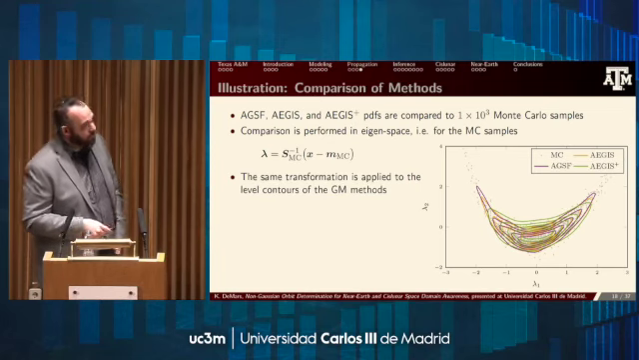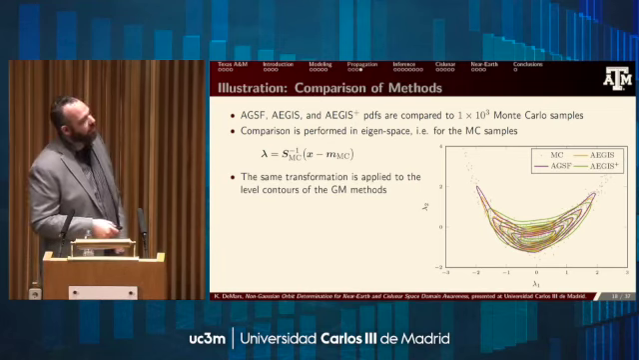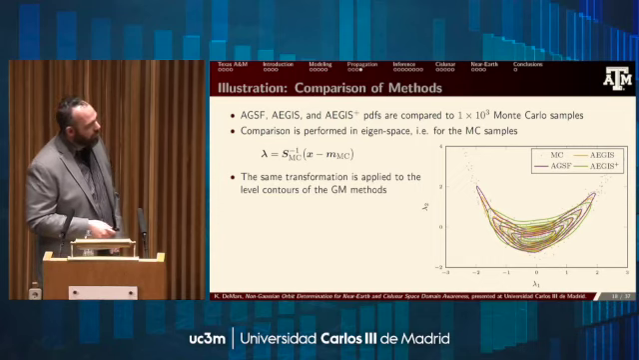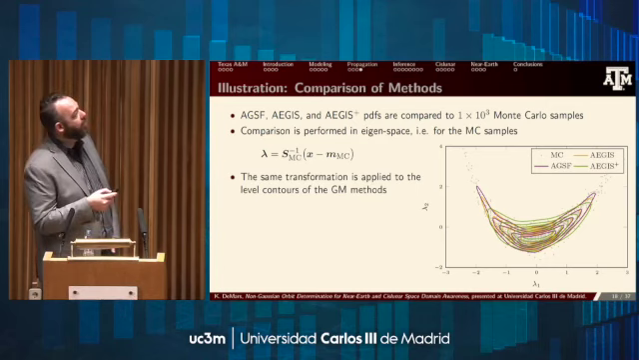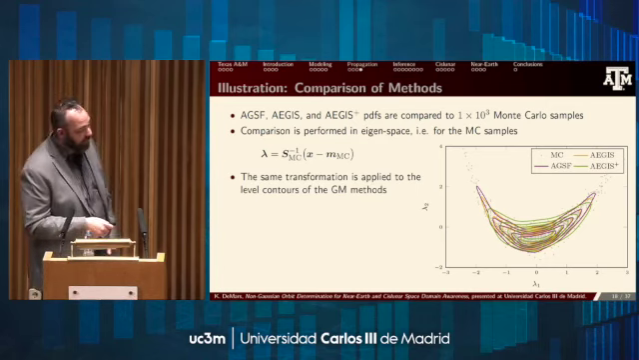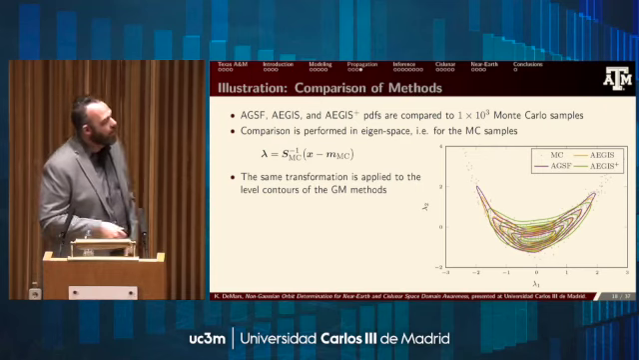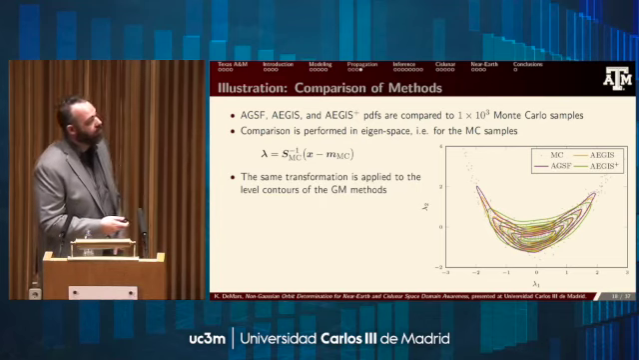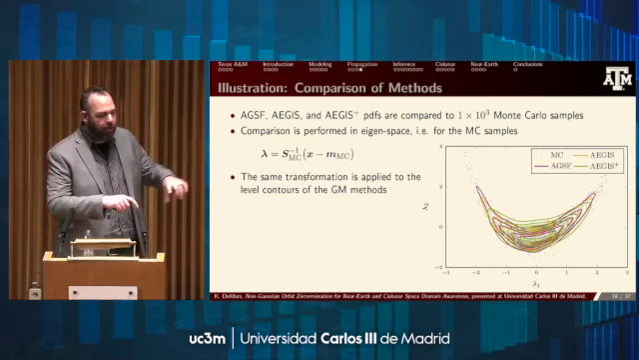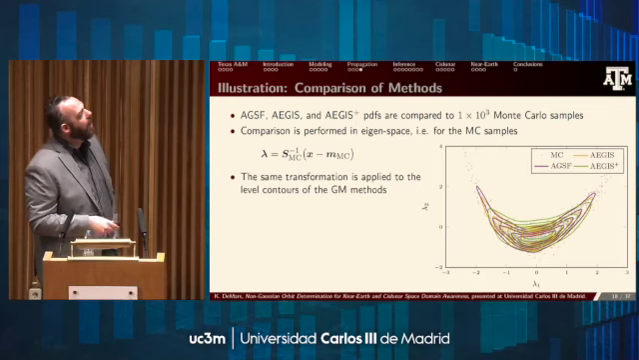This is the result in eigenspace. So we've basically transformed the Monte Carlo samples into an eigenvalue decomposition based on the overall mean of the Monte Carlo population and the square root factor of the covariance matrix for that population. And we do the same transformation to the contours of all of the uncertainty propagation methods. We do this just to bring out some of the curvature.